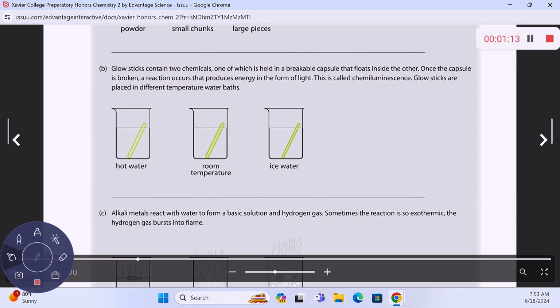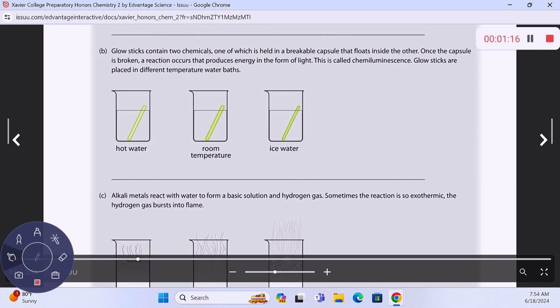You know that if you break the capsule in the glow stick, you're going to get a chemical reaction that produces a glowing light. Which one of the scenarios appears to produce the fastest reaction? Yeah, hot water. So that means if you increase the temperature, you should increase the reaction rate because an increase in temperature will cause the particles to move faster. They will have more kinetic energy. They will collide with each other more often, and they will hit each other with more force, which should meet the activation energy and produce product.